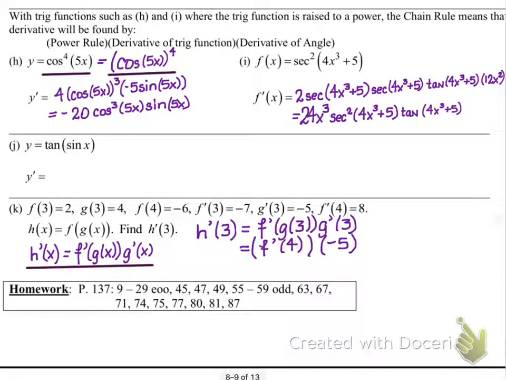F prime of 4 is 8. See how they tricked you? They've got F prime of 3 up there. They're just trying to make sure you're paying attention to details. So actually h prime of 3 is negative 40. The homework listed is not your homework.